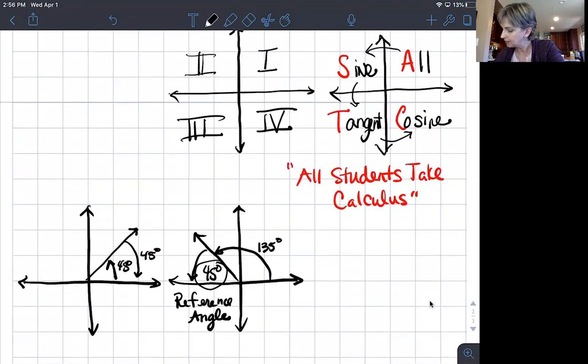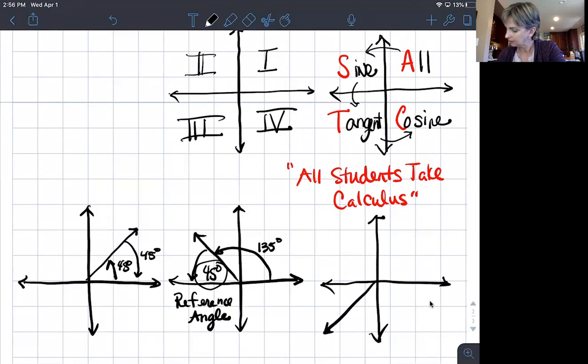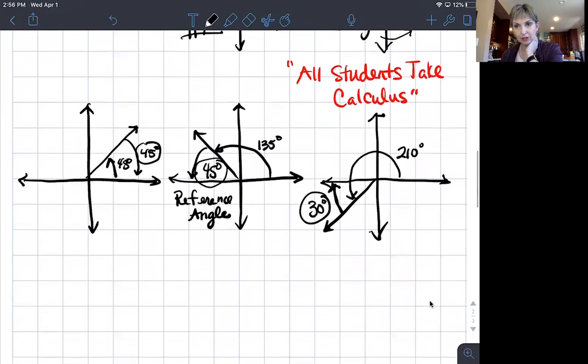Okay, let's do another one. Let's say I'm right down here. Let's say my angle is 210 degrees. My reference angle is the angle that gets me to the x-axis. In this case, this one. What is that angle? It's the difference between 180 and 210, or 30 degrees. And that's my reference angle. Whatever angle gets me to the x-axis, the closest one.